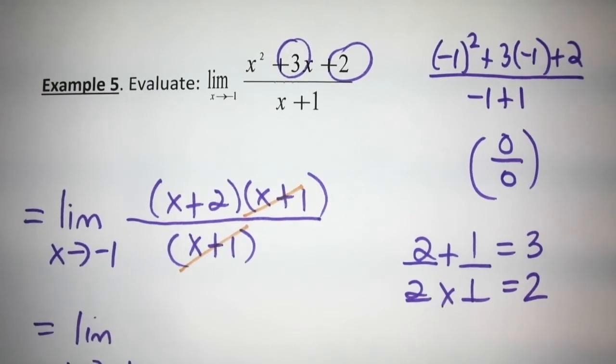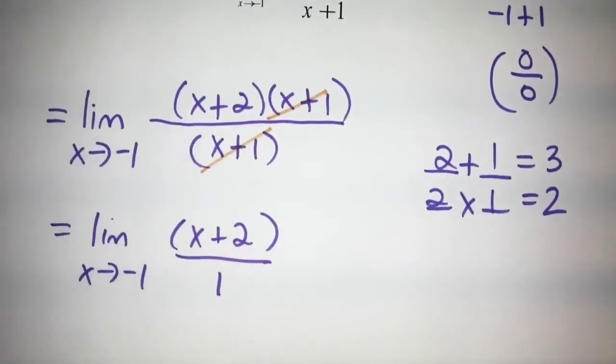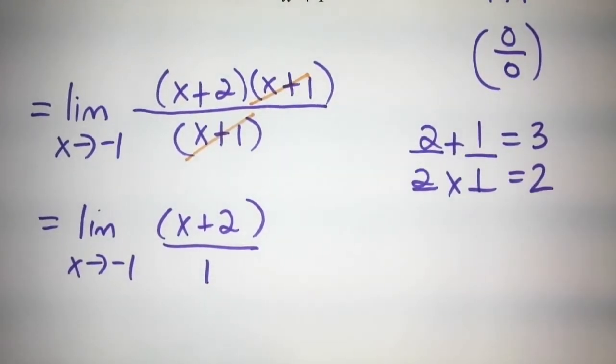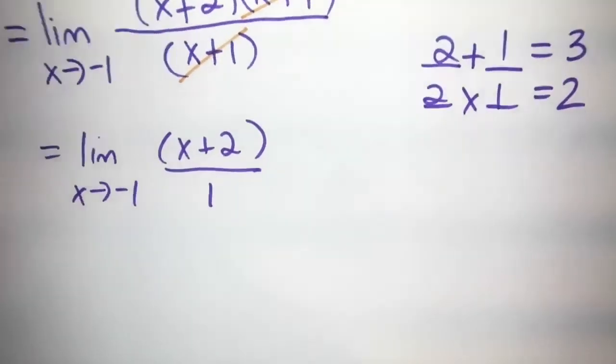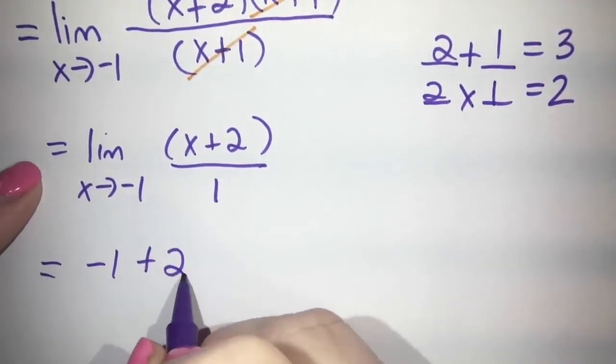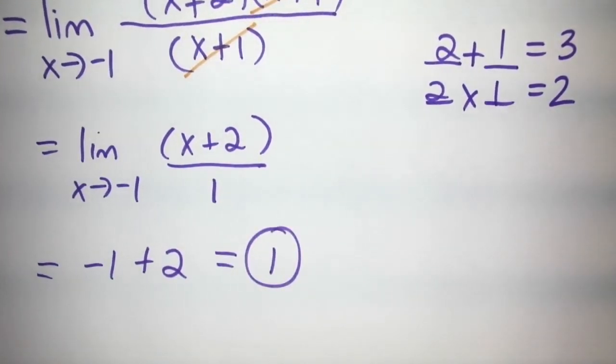We just have the limit as x approaches negative 1 of x plus 2, or x plus 2 over 1 if you want to leave the 1 in there when you divide. So put your negative 1 into the x plus 2 that we have here, and we get what? Negative 1 plus 2, so we get 1. And that would be our limit, and that would be our final answer.